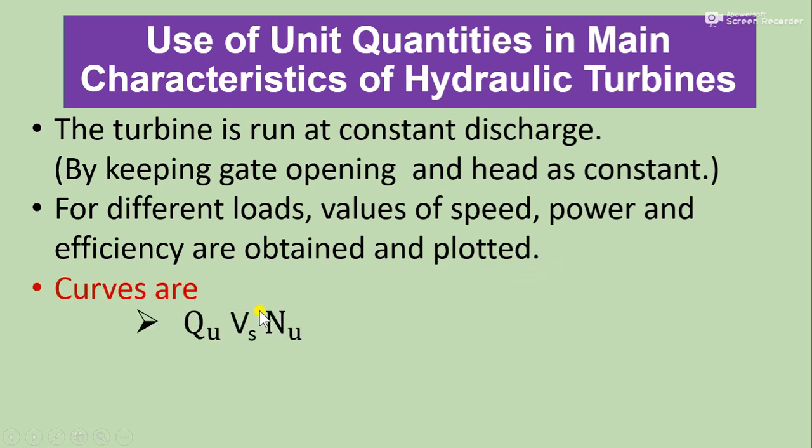These curves are: first, Qu versus Nu. Here we take help of unit quantities. So the first curve is unit discharge versus unit speed. The second curve is unit power versus unit speed. And the third curve is overall efficiency versus unit speed. Meaning all the curves are between the unit quantities. This is the use of unit quantities in hydraulic turbine performance.